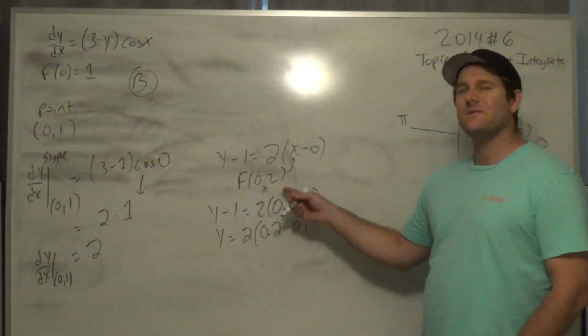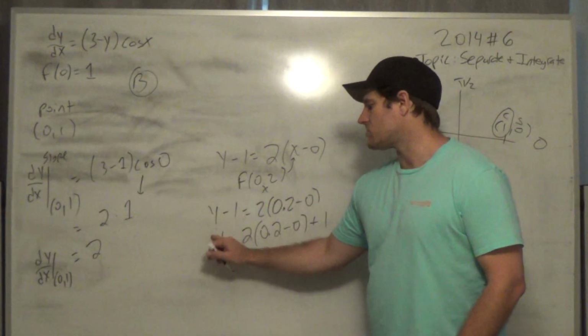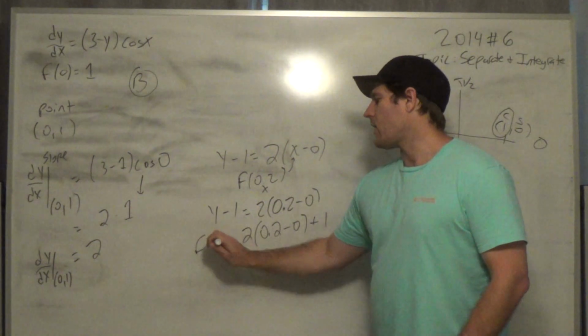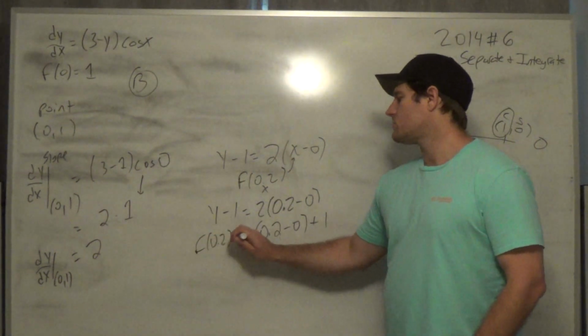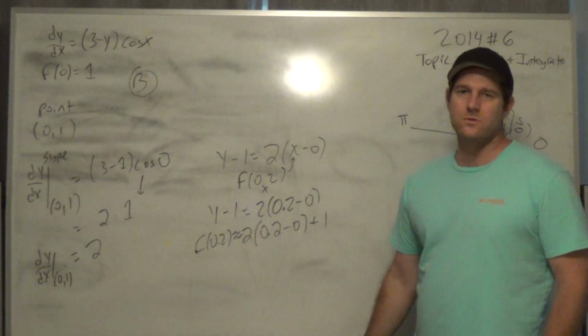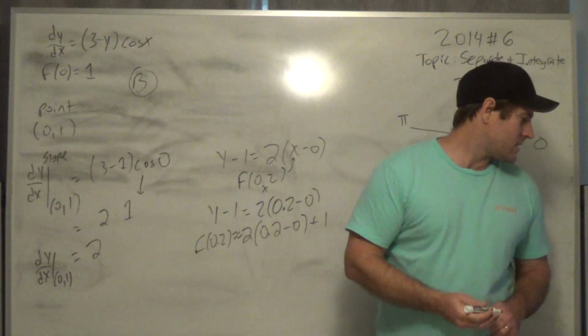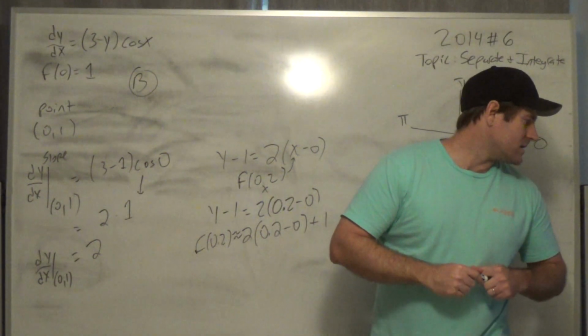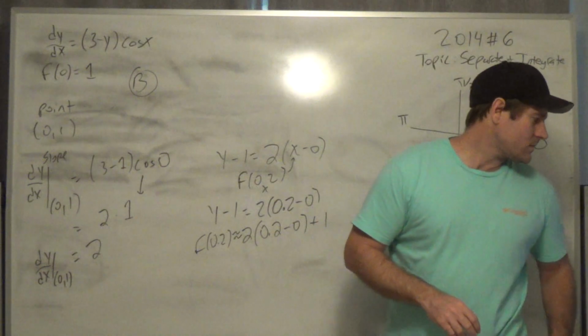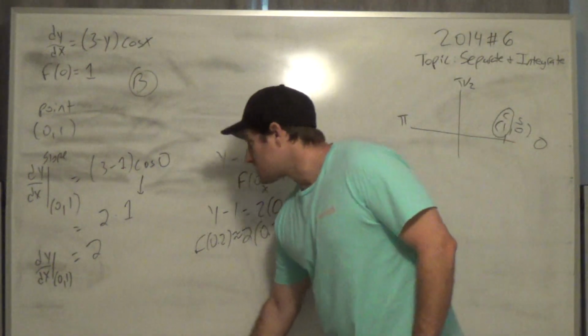But I want it to look like what they asked. So I'm going to be all professional. Instead of having a y, I will put f of 0.2 is approximately equal to this. And there is no reason to simplify. You can just leave that. Okay, now let's go to part C.